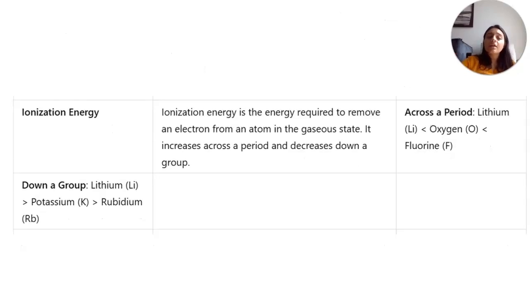Now the second trend is about the ionization energy. What do you mean by ionization energy? Ionization energy is the energy which is required to remove the electron from an atom in the gaseous state. It increases across a period and decreases down the group. Now what will happen, as you can see, atomic number is increasing, and it is directly proportional to the atomic size, which is also increasing in the group.